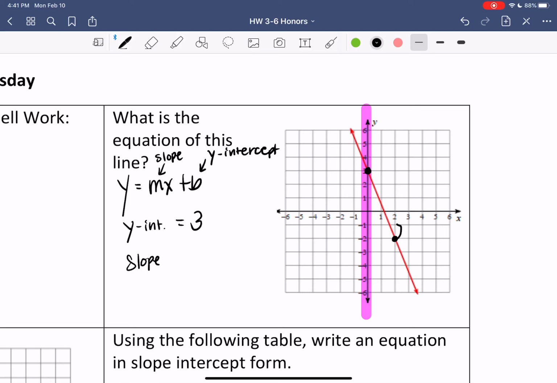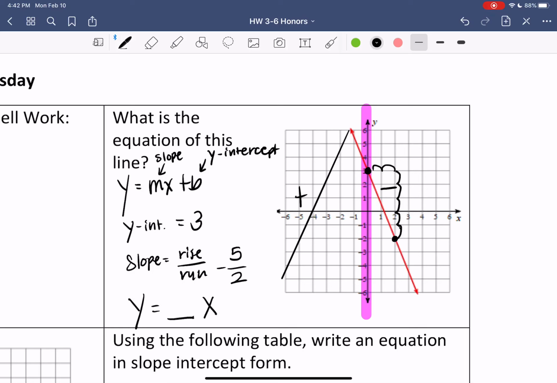And then our slope, we have a rise. Slope equals rise over run. So we have 1, 2, 3, 4, 5, and we have a run of 2. And then our final line is negative. If it helps you, you can extend the other side of the line to see that this line here is positive, leaving our red line negative. So in your final, you're going to want to write your equation, y equals blank x, and then with your y-intercept.